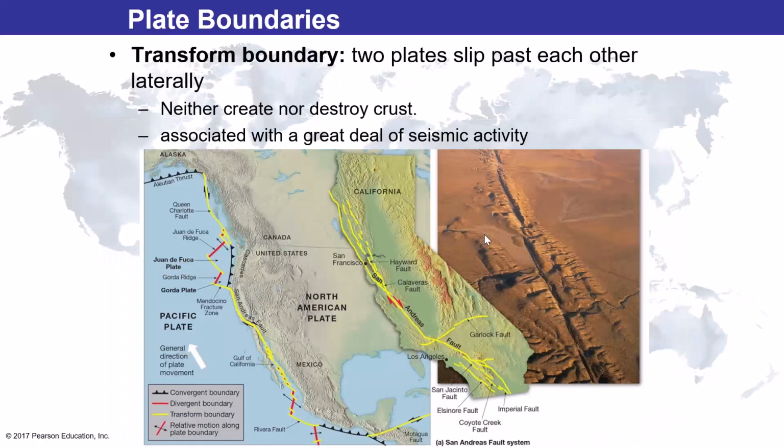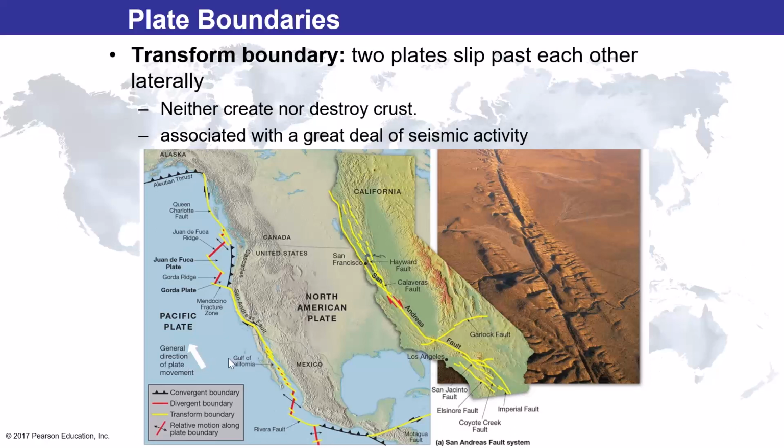And the last boundary, and this is one that we are probably a little bit more familiar with here in California, is the transform boundary. So that's where two plates are sliding past one another. The San Andreas Fault is arguably the fault line that we are most familiar with here in California. You can actually see the evidence of the fault line just from aerial photography.